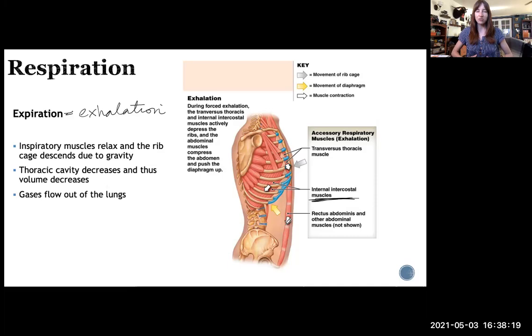So when you contract your external or your rectus abdominis muscles, you're also kind of making your abdomen concave and helping to push the lungs up. And gases flow out of the lungs, okay?